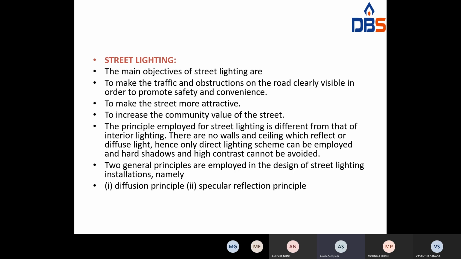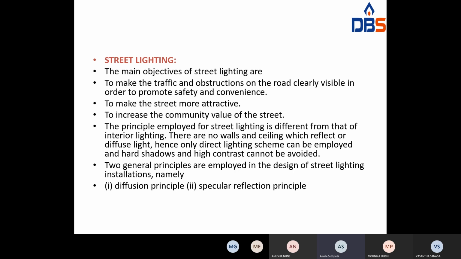So that's why, to promote safety and convenience on the streets, you have to use street lighting. In another way, to make the streets more attractive, this is also one way to provide street lighting, as well as to increase the community value of the street. Community value means population; the population walking on the street will also increase.